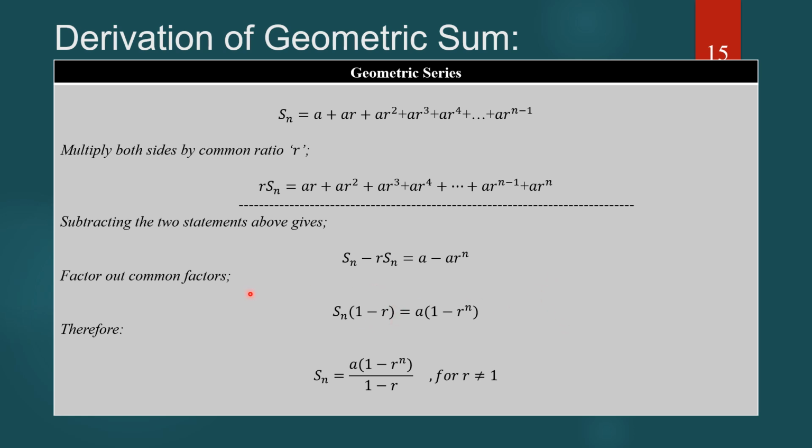Then if we take out the common factors on the left and right, on the left the common factor would be Sn, leaving 1 minus r. On the right, the common factor will be a, leaving 1 minus r to the power n. Then if we express Sn as the subject of the formula, we end up with this expression as shown here. Obviously there is an applicable restriction to the formula. We can't divide by 0, since that would give an undefined value.